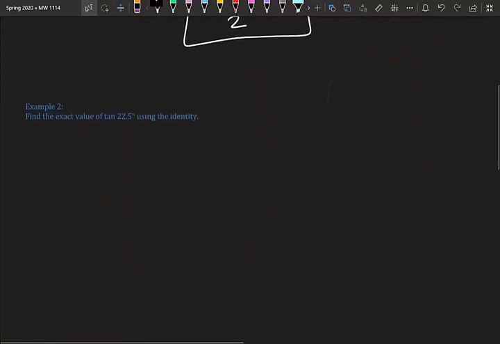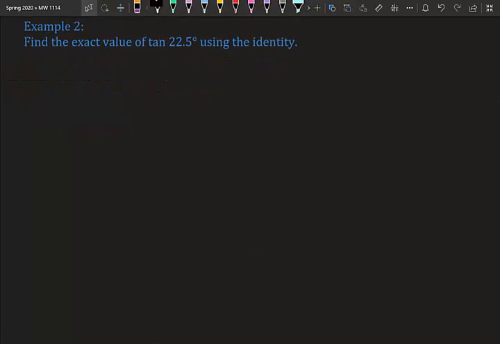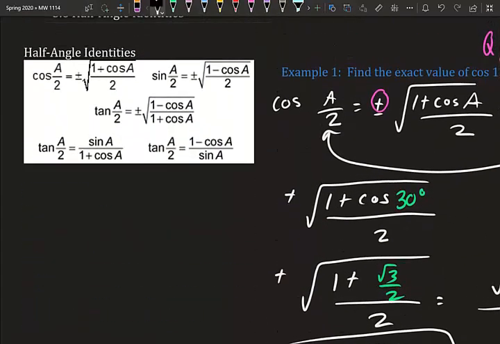Example 2. So we want to find the exact value of tangent 22.5 degrees using any identity. So if we look at our tangent identities, we can use any one that we want. But you want to try and stick with the easier ones, the ones where you don't have to do a lot of work. So I don't really want to mess with the middle one because it has cosines everywhere and there's a square root on top of everything. So I'm going to look to the bottom ones and use one of those because they're just easier to work with.